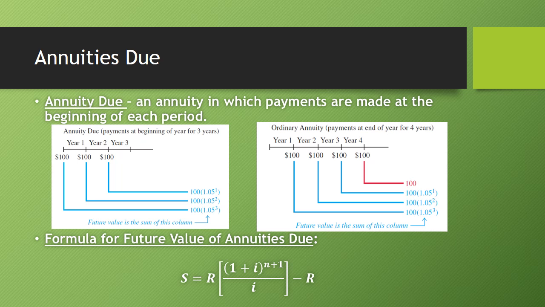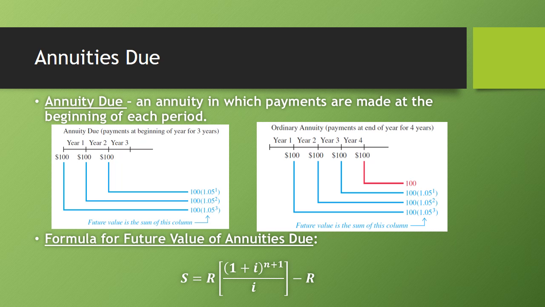So for the annuity due, what you put in at the beginning of year 1 is going to earn interest for 3 years. What you put in at the beginning of year 2 will earn interest for 2 years, and at year 3 will earn interest for 1 year. Now, notice that this is very close to an ordinary annuity for 4 years, except you have an extra $100 or an extra payment in the ordinary annuity.